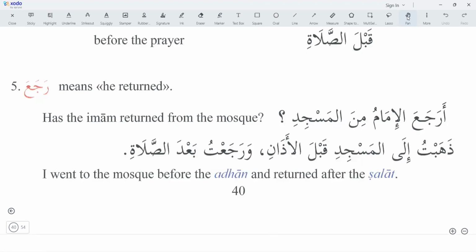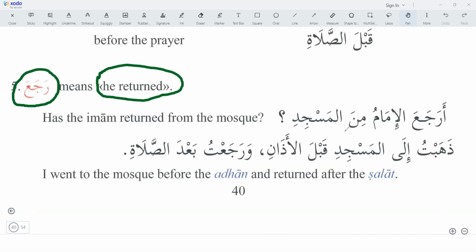In the 8th year of the Hijra, the Messenger sallallahu alaihi wasallam. And next is Raja'a. Raja'a means he returned. This is for the third person, masculine, singular.